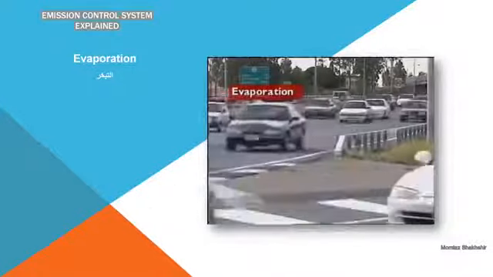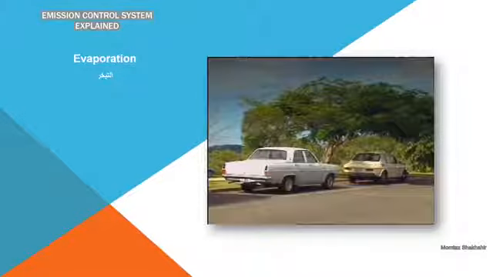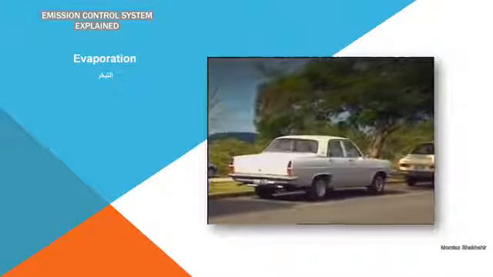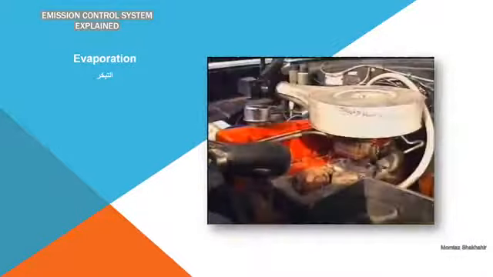This section examines evaporation emission control systems. Early vehicles vented the fuel tank through the filler cap into the atmosphere. Some of the fuel in the tank would vaporize. Some vapors escaped from the filler cap, some from the carburetor.